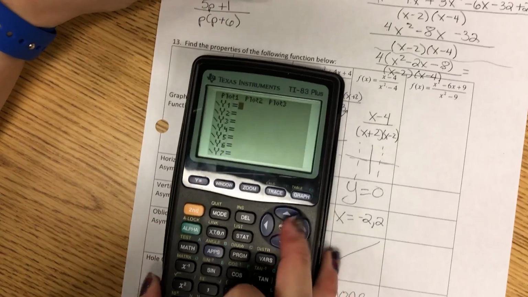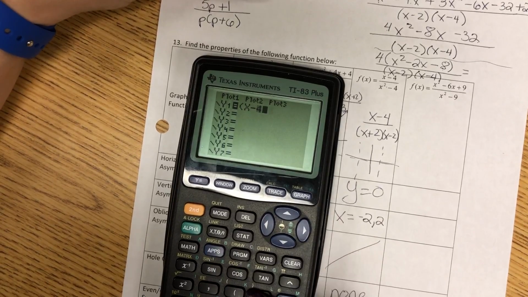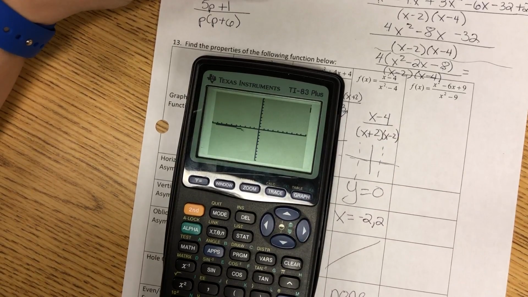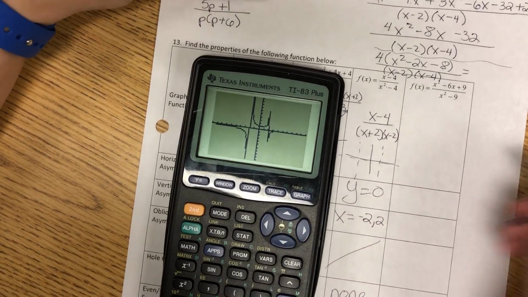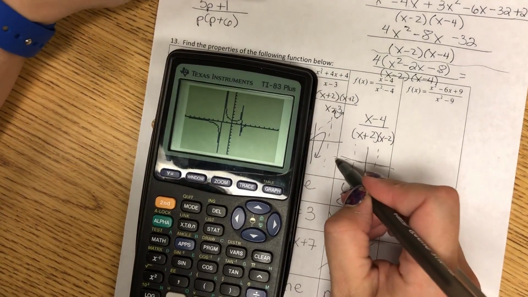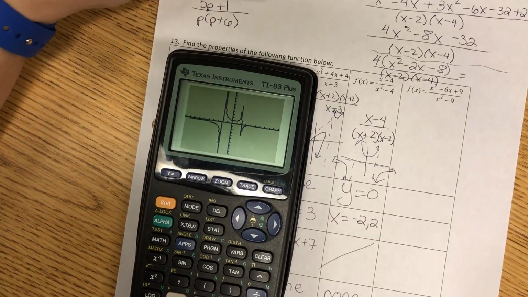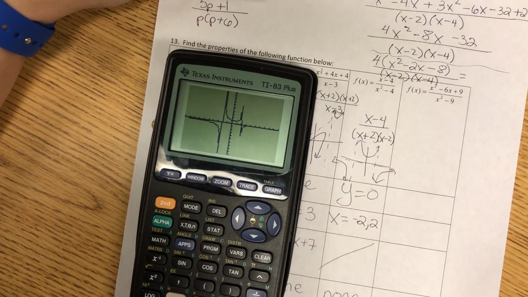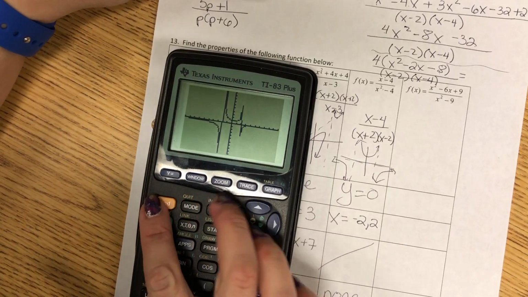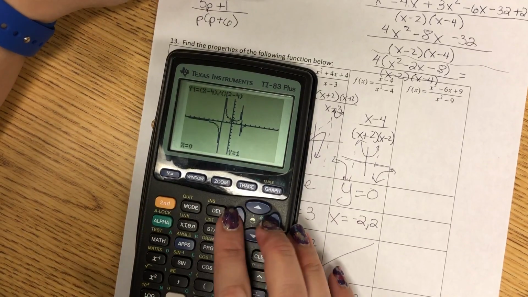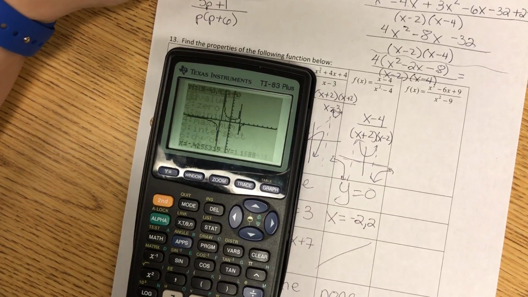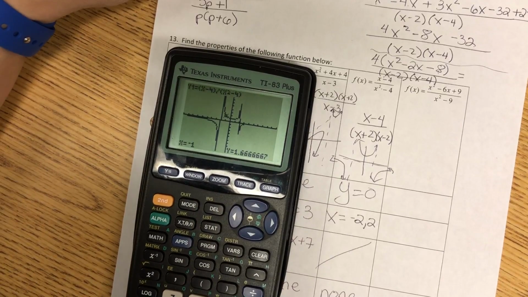Let's look at it. We've got this piece, and this piece. I wonder if that has y-axis symmetry. Why would I go to -1? What? Trace -1. 1.666. If I do trace 1.